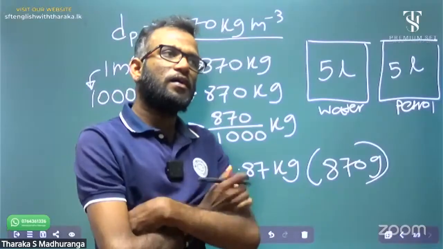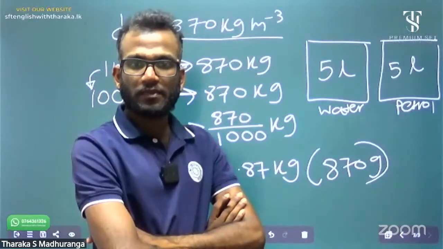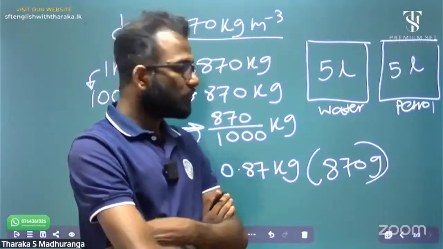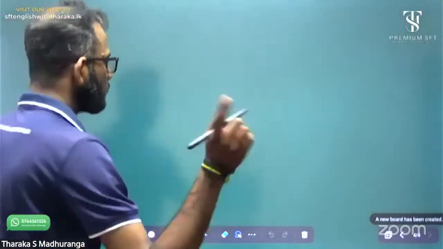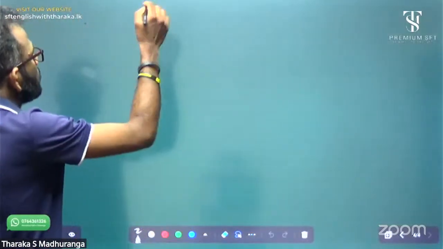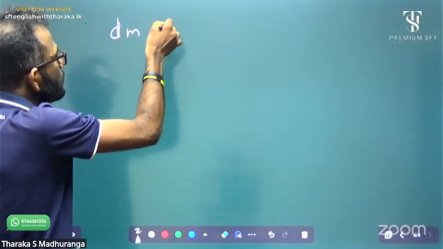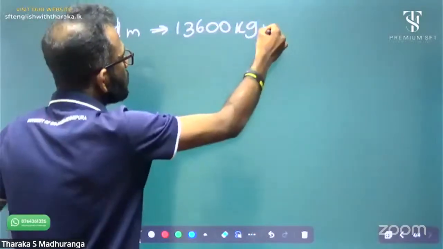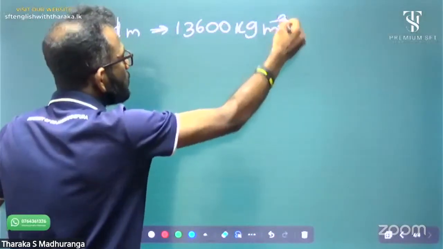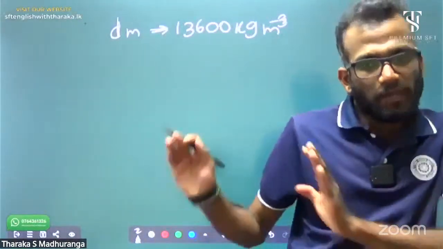Do you know the density of mercury? Remember the density of mercury, it is very important. That's why I take more time. The density of mercury is 13,600 kg m^-3, kilograms per cubic meter. Okay, what is the meaning?